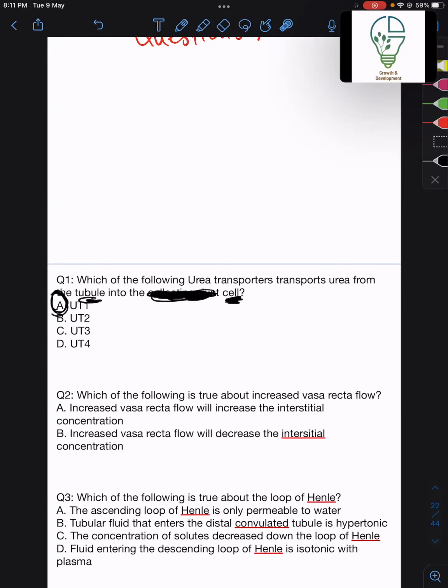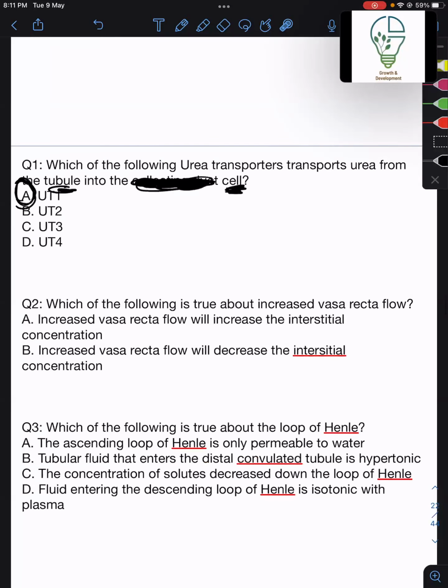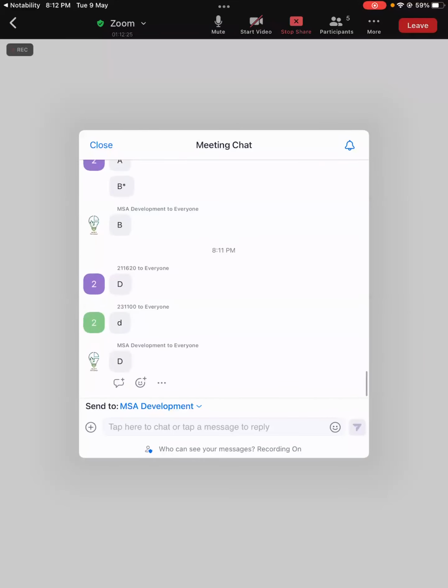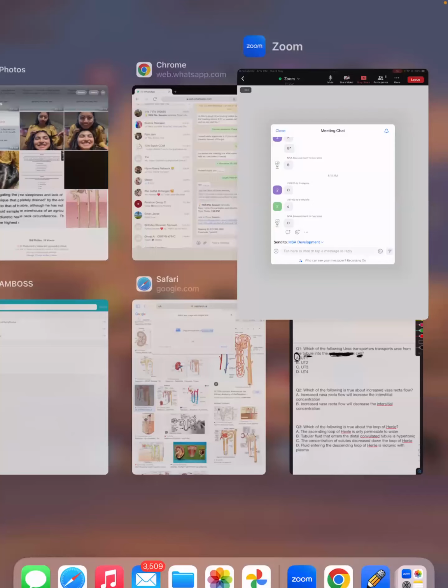Okay, last question, which of the following is true? A, the ascending loop of Henle is only permeable to water. B, tubular fluid that enters the distal convoluted tubule is hypertonic. C, the concentration of solutes decreases down the loop of Henle. D, fluid entering the descending loop of Henle is isotonic with plasma. So I'll just give you a minute. D, good job, guys.